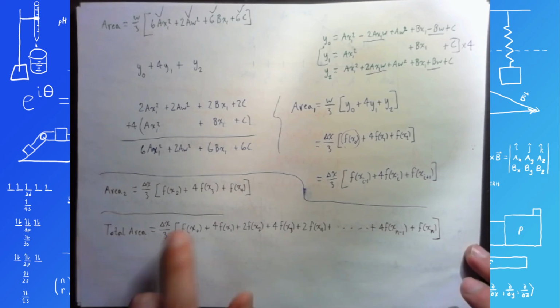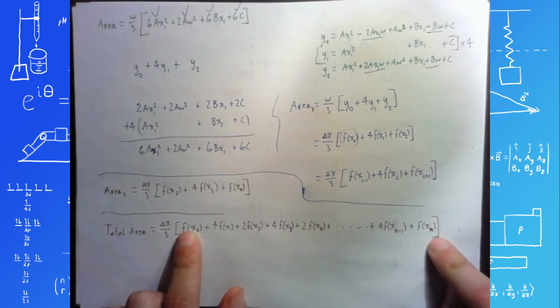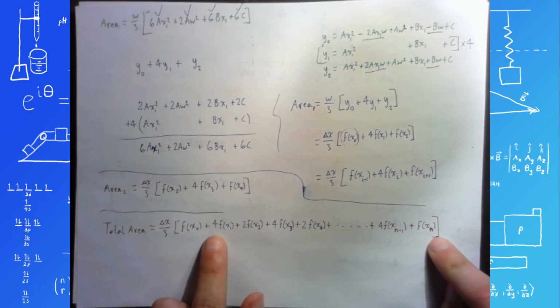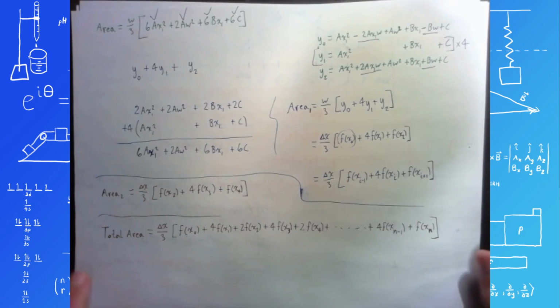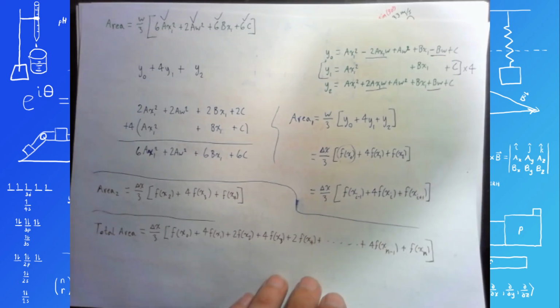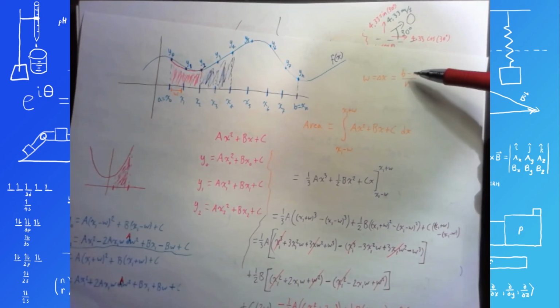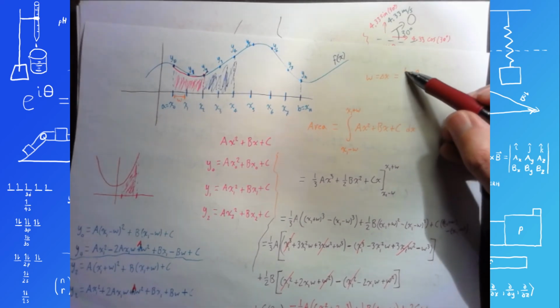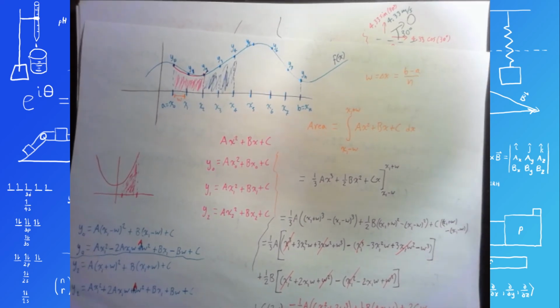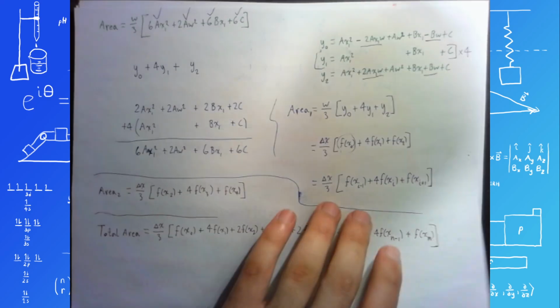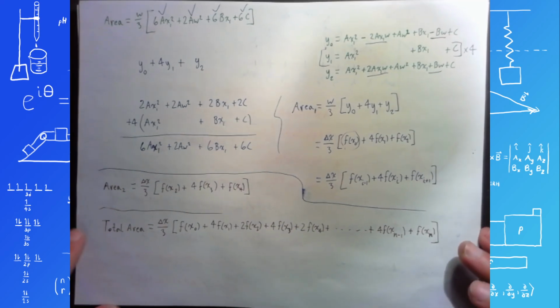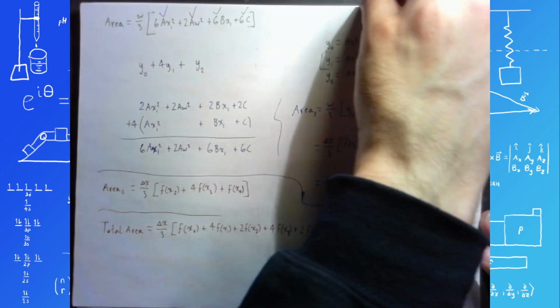So 1 at the beginning, 1 at the end, and then the pattern is 4, 2, 4, 2, 4, 2, 4, 2. And all that multiplied by delta x over 3, the delta x being, what was it? b minus a over n, or xn minus x0, if you will. Okay, so there you go. That's Simpson's rule explained and derived in a little bit more detail.